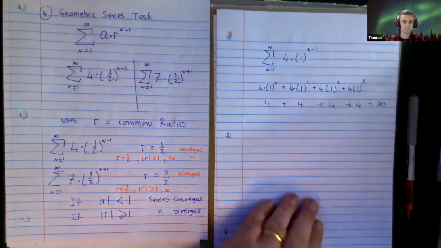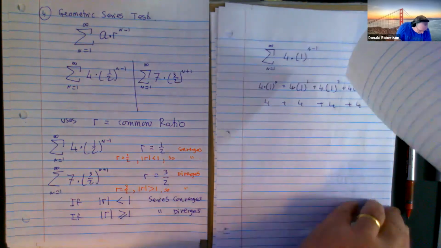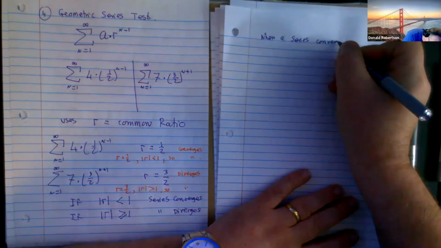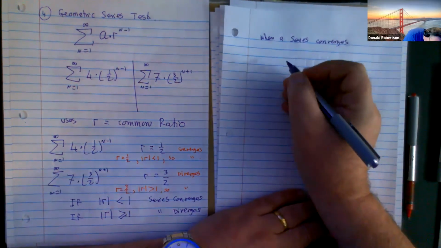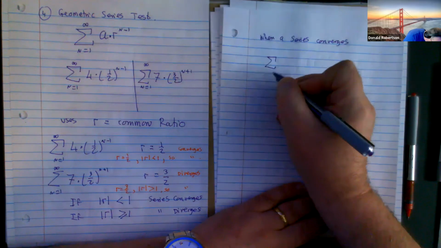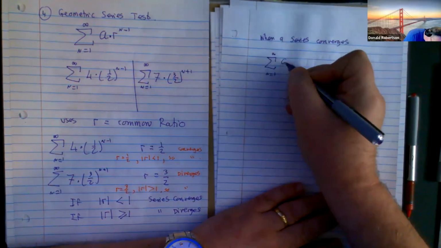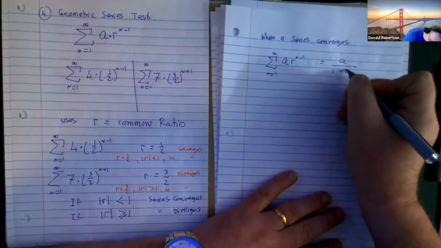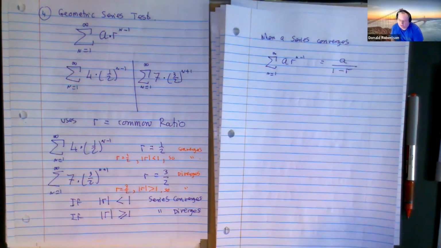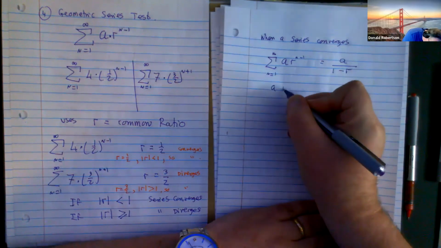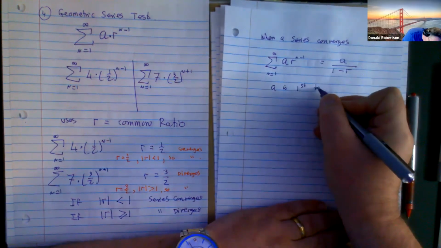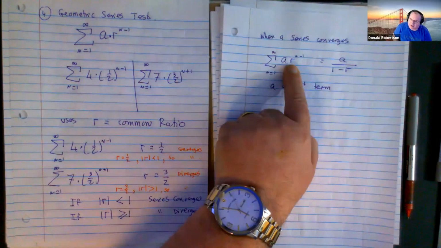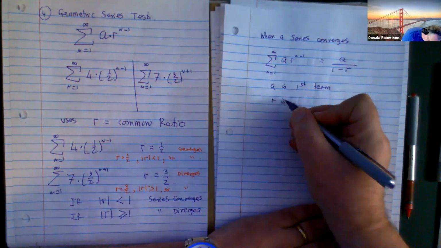Okay. Now, when a series converges, we know what it converges to, because there's a formula for it. It's equal to A over 1 minus R. And to remind you, A is the first term, the first number, the first guy. And R, we know who he is: R is the common ratio.